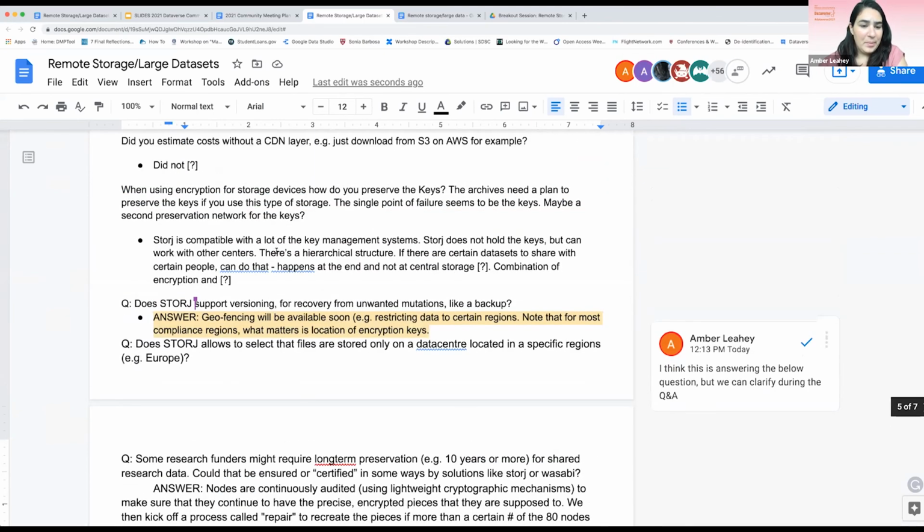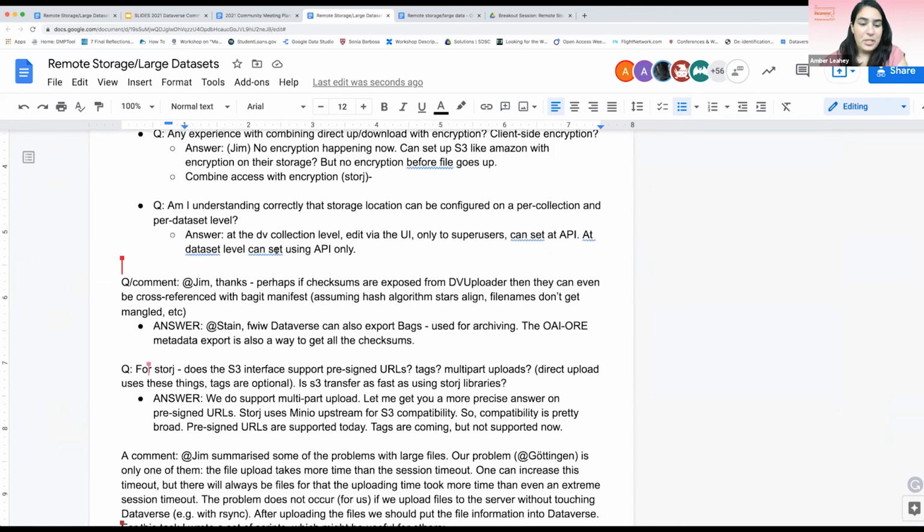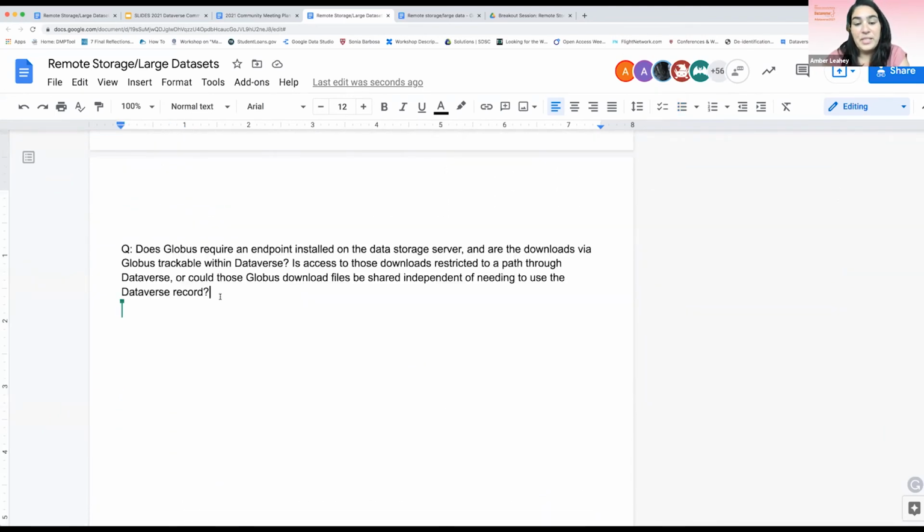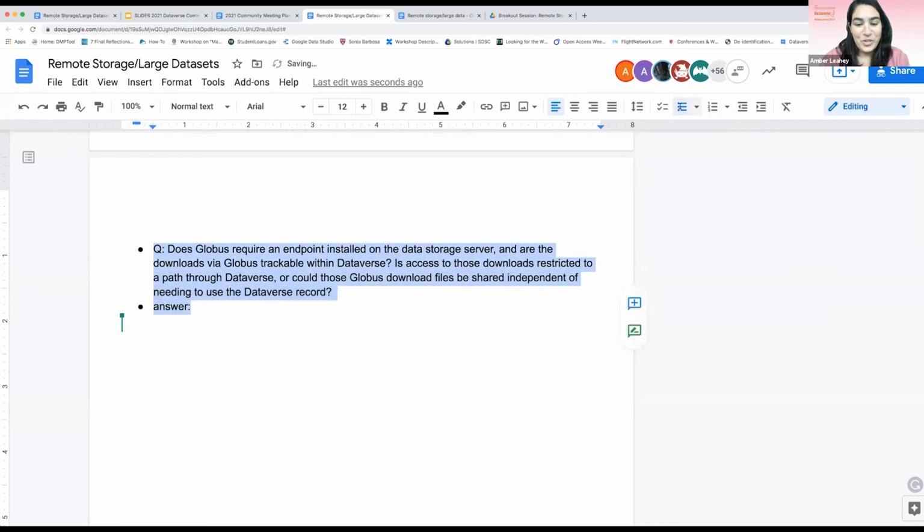Okay, I'm going to go to another question. This one's about Globus. Does Globus require an endpoint installed on the data storage server? Are the downloads via Globus trackable within Dataverse? Is access to those downloads restricted to a path through Dataverse, or could those Globus download files be shared independent of needing to use the Dataverse record?